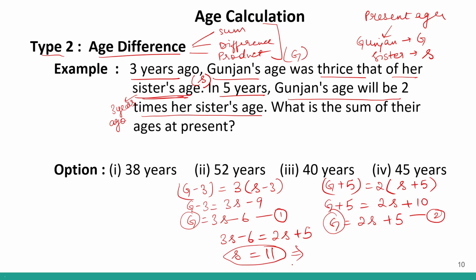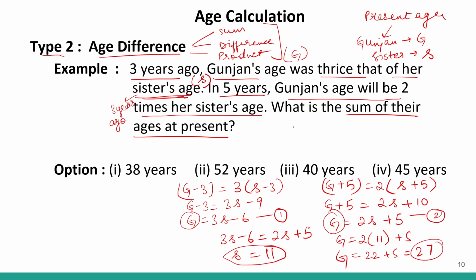And based on s's age, this is Gunjan's sister's age, I can find the age of Gunjan, because from equation 2, G is 2 times S plus 5, that is 2 times 11 plus 5. So this will be 22 plus 5, that is 27. Now in the question, we have to find the sum of their ages at present. So s is the sister's present age and G is Gunjan's present age. So their present ages are 11 plus 27, that gives me 38. So the sum of their ages will be 38, which is given in option number 1. Clear? So this is how you solve questions on age difference.